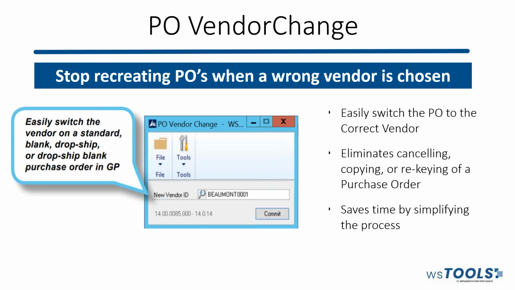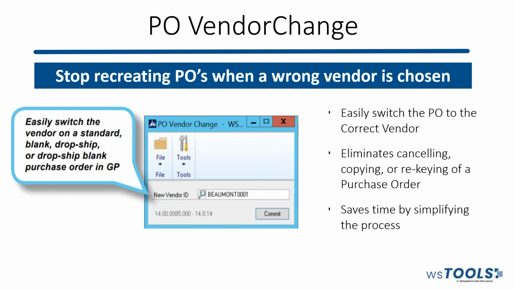Sometimes it happens that you pick the wrong vendor, especially if you have names that are very similar in the window. This allows that capability to get the right vendor in there. There are some restrictions to be aware of: if you've already started the process, then you can't be changing the vendor name. But as long as you haven't done any receivings against it, those types of things, you can.